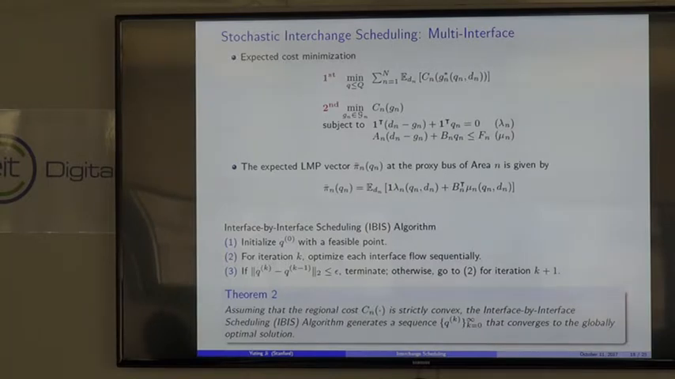So if the cost is strictly convex, then this algorithm will converge to the optimal solution to this stochastic optimization problem.